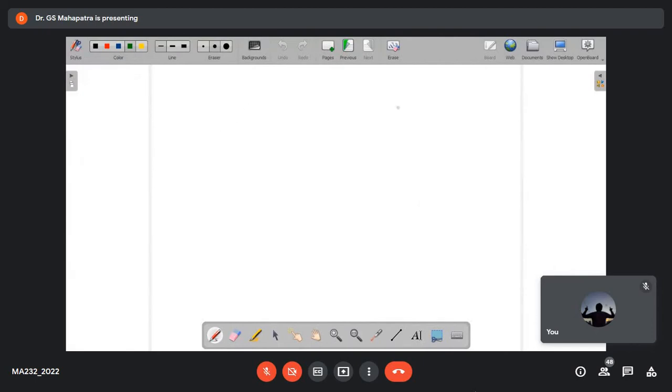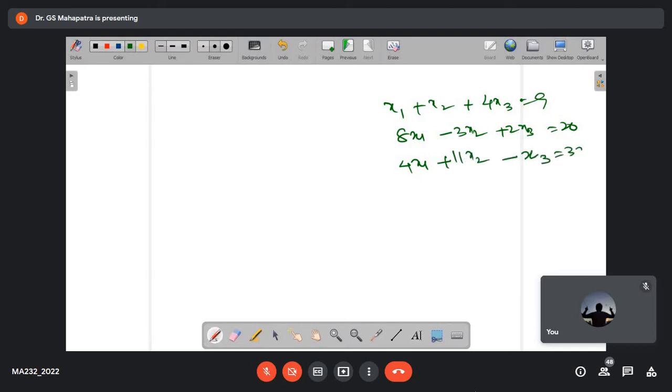Let us consider one problem. Now, just for checking, is it diagonally dominant? That means, can we solve this system using the Gauss-Jacobi or Gauss-Seidel? Till now, we have not discussed the procedure, but let us consider this problem. x1 plus x2 plus 4x3 equals 9. 8x1 minus 3x2 plus 2x3 equals 20, and 4x1 plus 11x2 minus x3 equals 33.